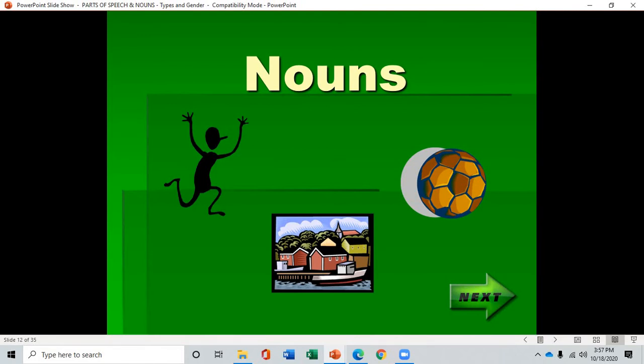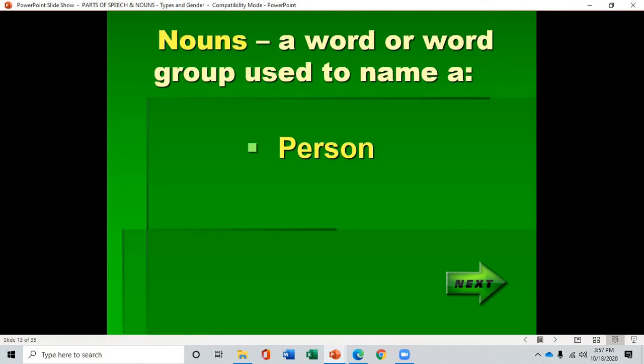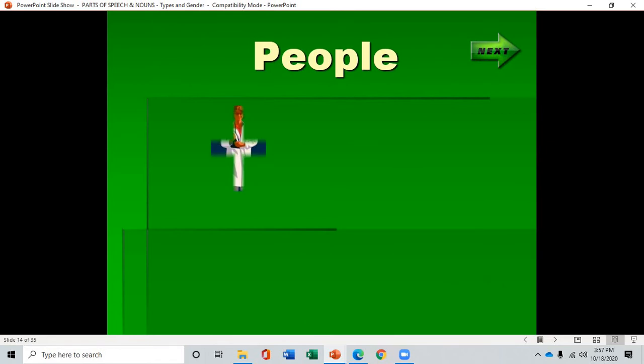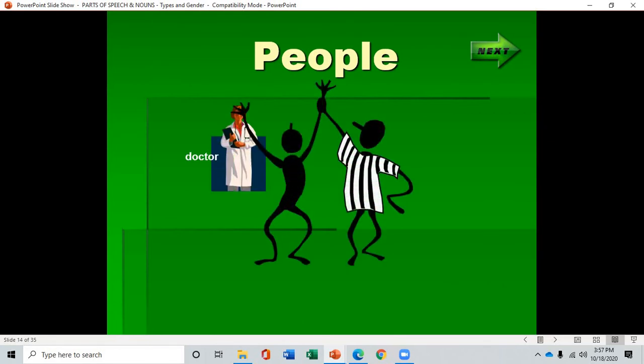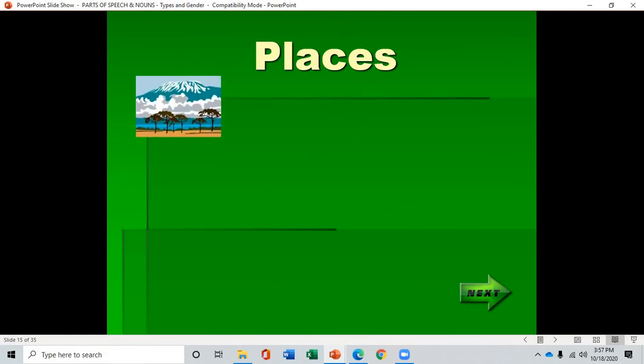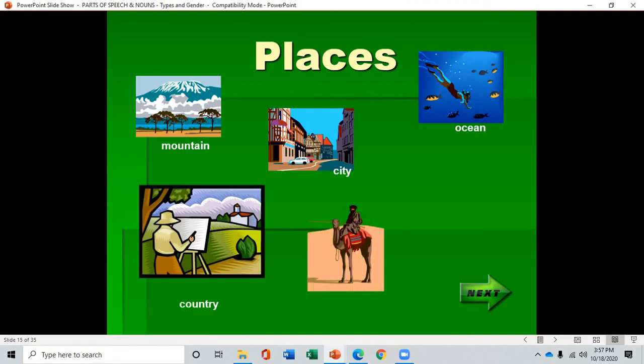Okay, now let's move forward to nouns. Okay, ito naman yung nouns. So we already know that noun is a name of a person, place, things, animals, events, or idea. Okay, now let's talk about people. Yes, we have doctor. Yan yung mga example ng ating nouns. Player, referee. All right, so welder. Okay, golfer, leader. Now, what about the places? What are examples of nouns? We have mountain, city, ocean, country, desert, and lake.